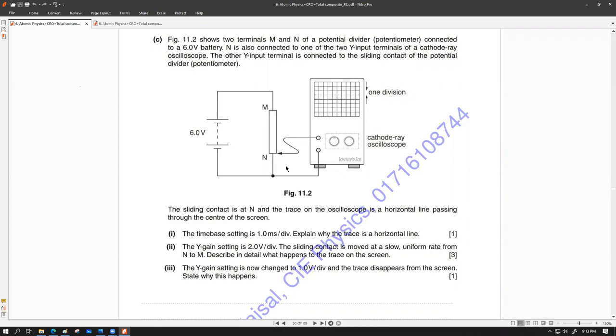Yes. Okay. Number two: the Y-gain setting is 2 volt per division. The sliding contact is moved at a slow uniform rate from end to end. Describe in detail what happens to the trace of the scan. Tell me. Sir, the horizontal line slowly moves up, and when the contact reaches M, the horizontal line becomes steady at the third division. Above the x-axis. Above the x-axis. Oops, sorry.